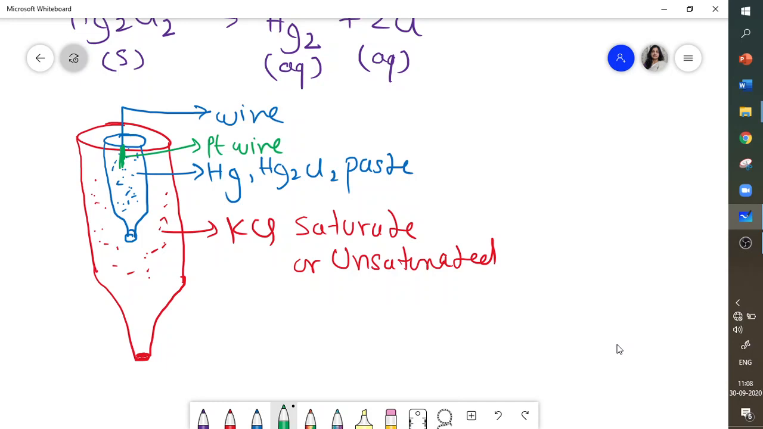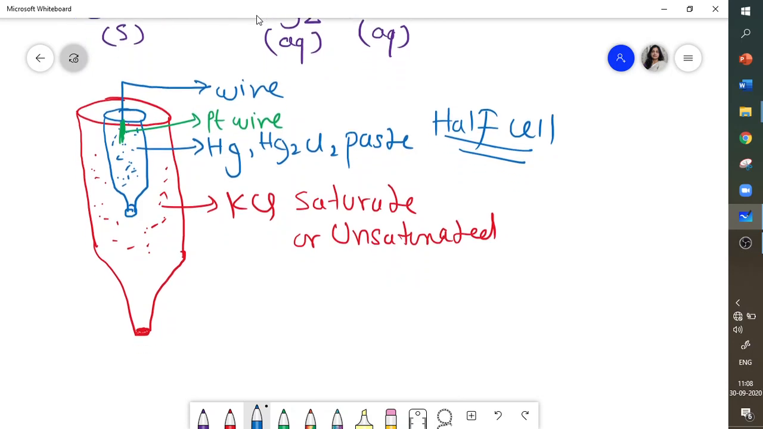This is your calomel electrode, and this whole thing is your half cell. It is called a half cell because here it can undergo either reduction or oxidation. So this is the basic design of the calomel electrode.